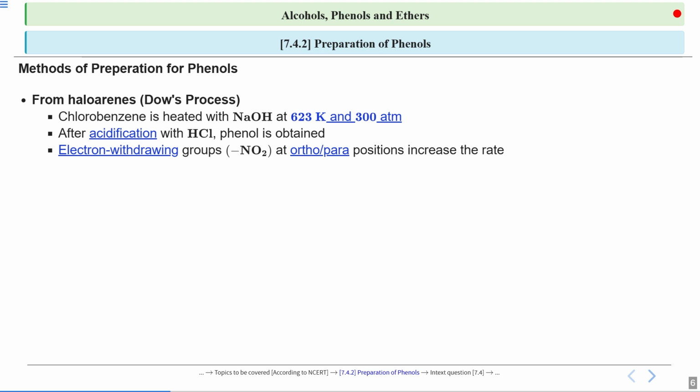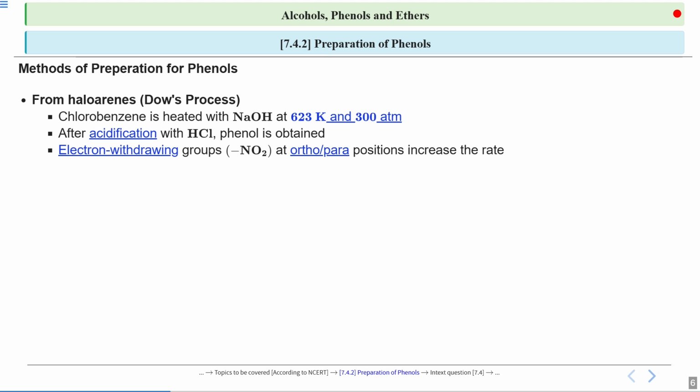Electron withdrawing groups such as nitro group NO2 at ortho or para positions increase the rate of the reaction. So if your benzene ring, if your haloarene has any electron withdrawing group attached to it at the ortho or the para position, this is going to make the reaction rate faster.